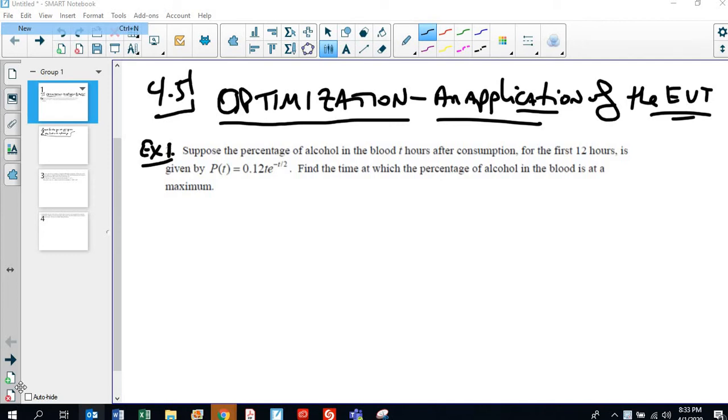All right, welcome back. We are here for another edition of Calculus 1, the stay-at-home series. And we are going to talk about section 4.5. I told you that we would jump from 4.1 to 4.5 because optimization is an application of the extreme value theorem. Most of the time, functions are being optimized on a closed interval, and so we can apply the extreme value theorem to that.